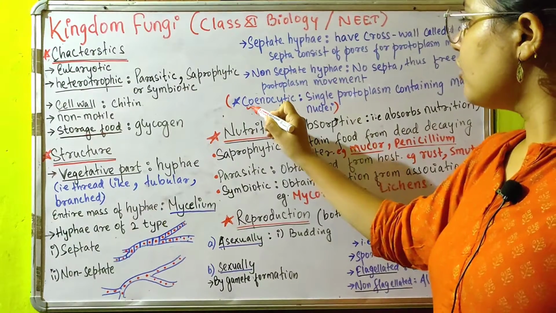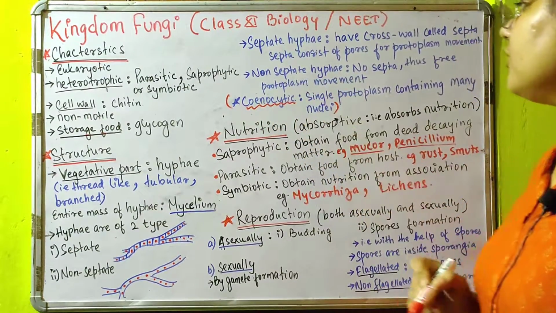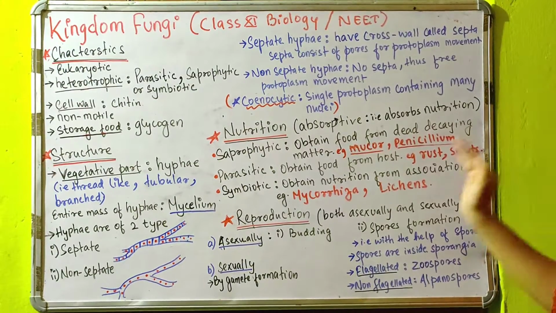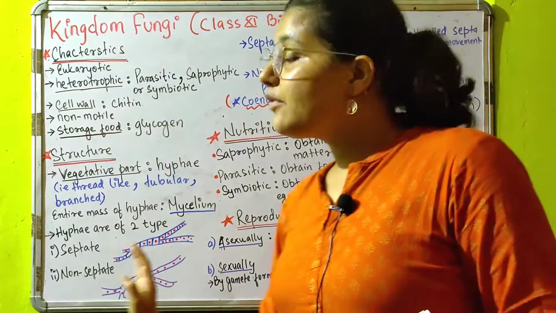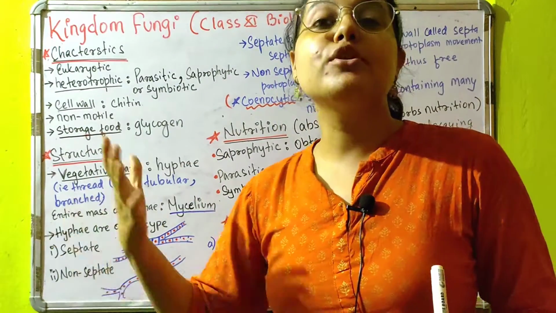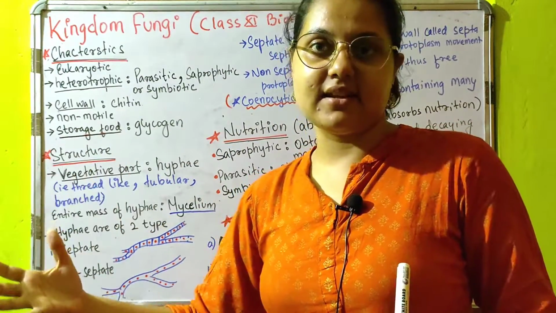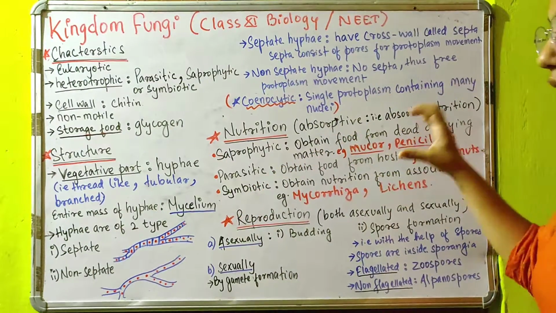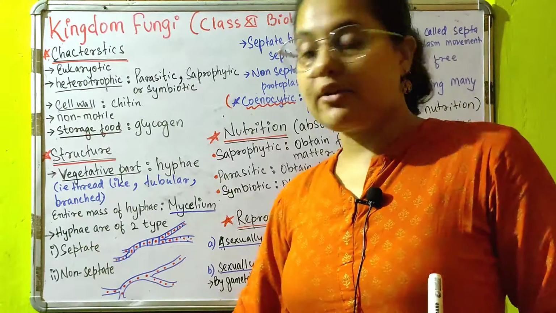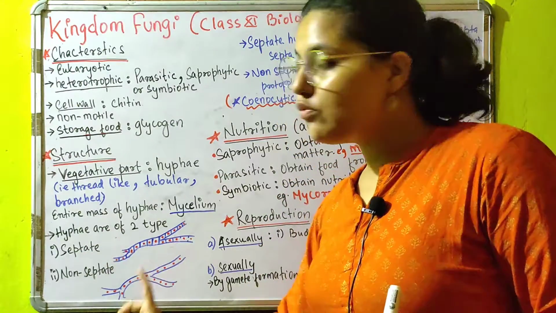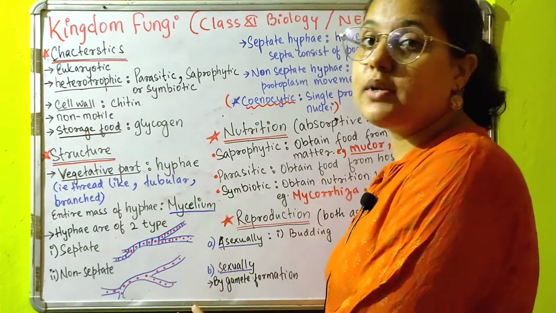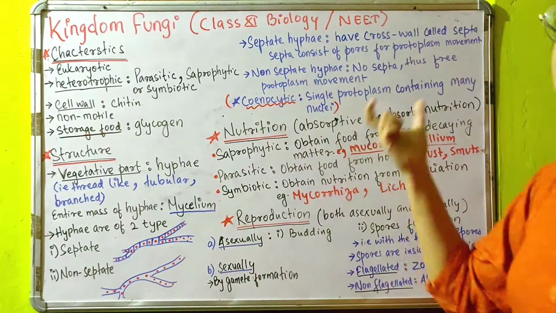There is one word known as coenocytic, children. Coenocytic means a single protoplasm containing many nuclei. That means the non-septate form of hyphae can also be known as coenocytic. You see, there are so many nuclei, but the protoplasm is single. So this type of arrangement is known as coenocytic.